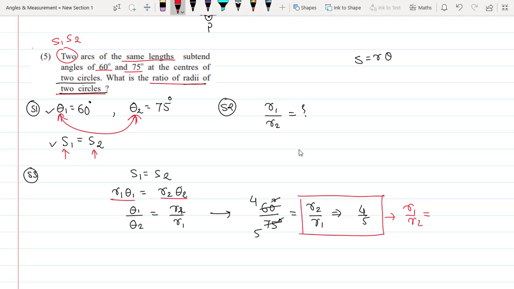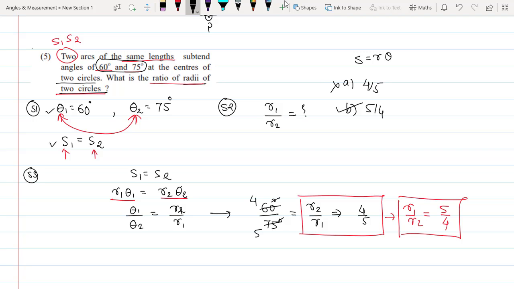So what will be the answer? It's 5 by 4. Take its inverse. Exactly like this it happens in MCQs. See here, option number A will definitely be 4 by 5 and option B will be 5 by 4. Which answer will you take? The second one. If you select A it is definitely wrong, because the question asks for the ratio of the radii of two circles, so we have to compare in this order only. 60 then 75, R1 then R2, we have to consider.